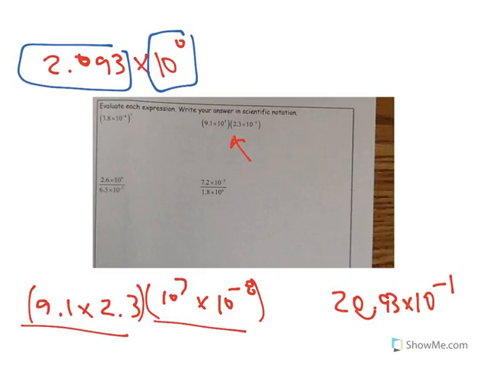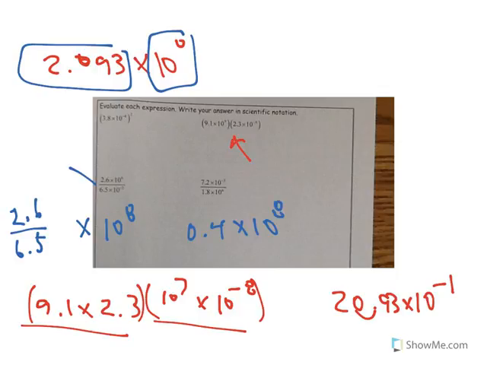So the same thing's going to happen with these problems here. You're going to divide the 2.6 by 6.5, and then this 10 to the 6th power divided by 10 to the negative 2 power. So that's going to lead you to 10 to the 8th power, and then it's just going to be 2.6 divided by 6.5. So that's going to be equal to 0.4 times 10 to the 8th power.